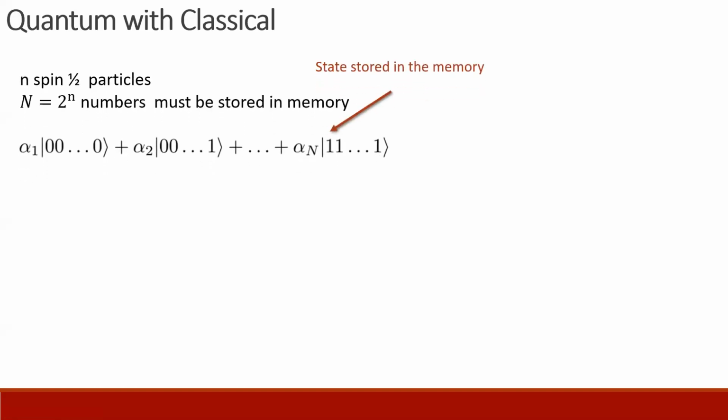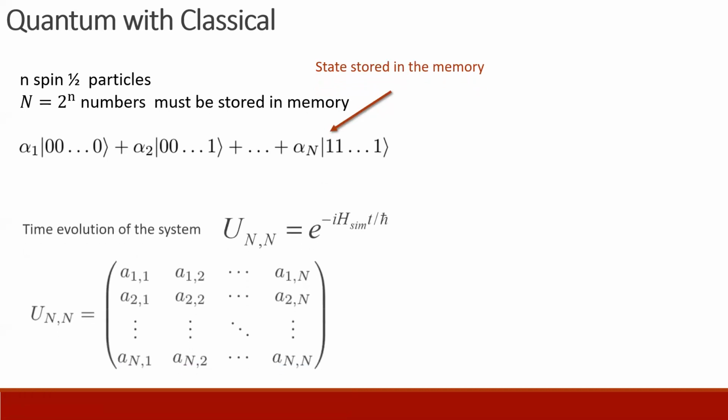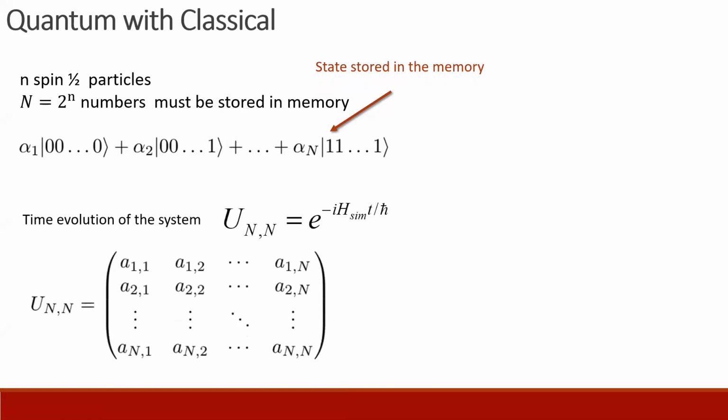40 years ago, it was already clear that simulating a quantum system is a very challenging problem. For example, if we have n spin-half particles, then 2 to the n states must be stored in memory, and the time evolution of the system is a 2 to the n by 2 to the n matrix. As n increases, classical computers are not able to handle it. Thus, we need another way to solve this problem.